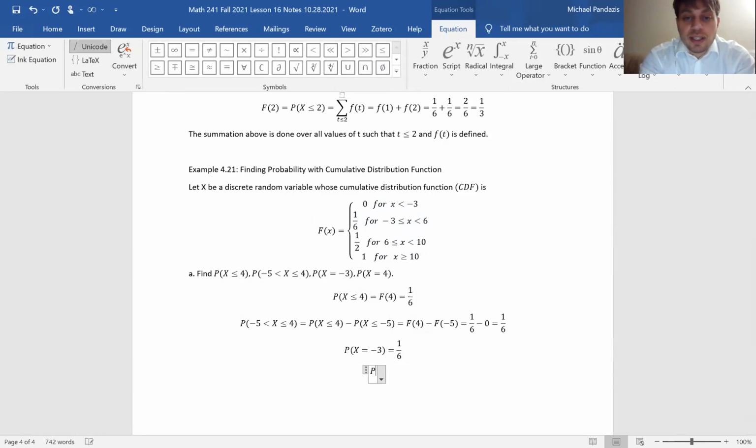The probability that x is equal to 4: when x is 4, it's in this interval, right? But we're not finding the probability x is at most 4. We're finding the probability x equals 4. If we wanted the probability x is less than or equal to 4, it is 1/6, right? But the probability of x equals -3 is 1/6, right? And then when you take slightly larger values of little x, the cumulative probability stays the same.